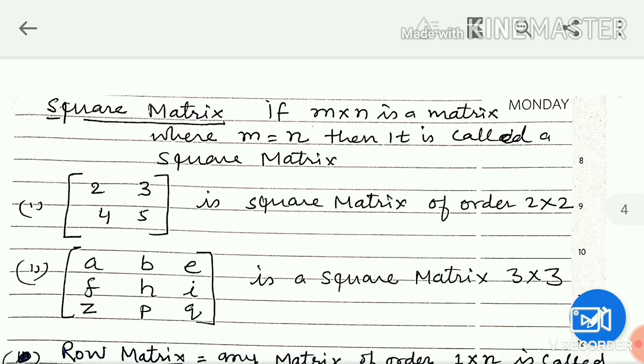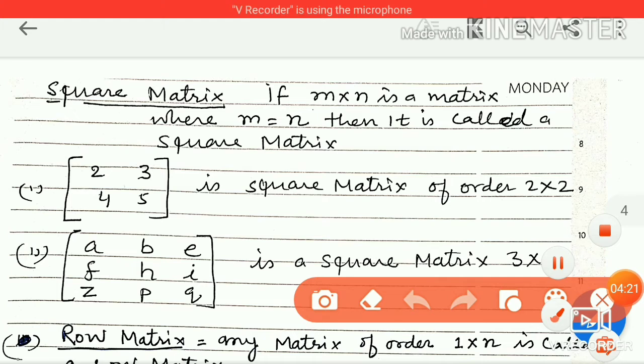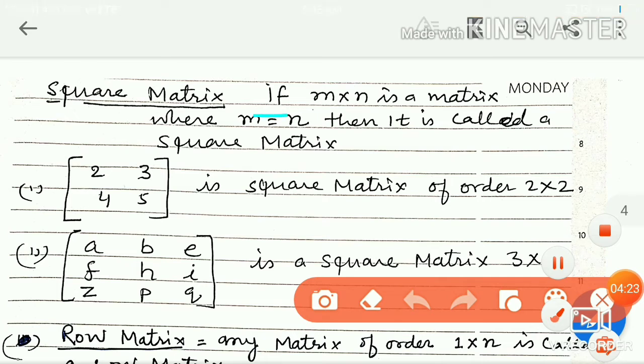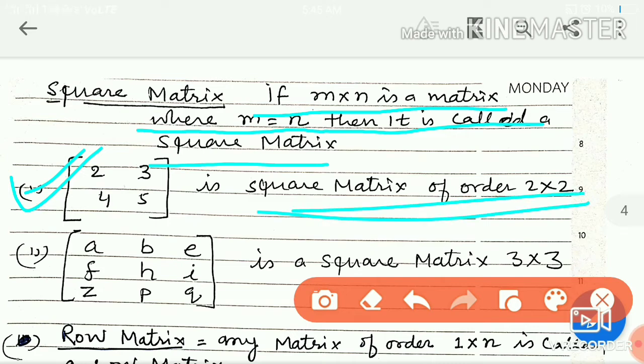Next is the square matrix. What is the square matrix? Square matrix means the number of rows and columns will be equal. So if m cross n is a matrix where m equals n, then it is called a square matrix. Look here, one example I have given you, 2, 3, 4, 5. This is a square matrix of order 2 into 2. Similarly, this is an example of a square matrix of 3 into 3.